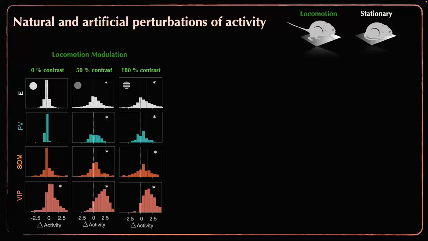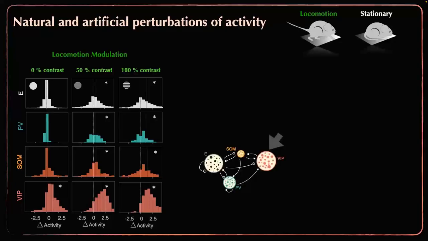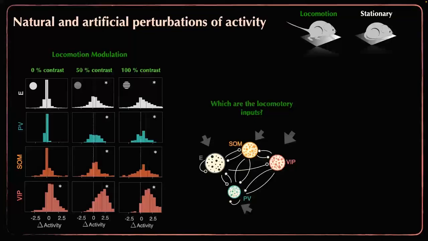There seems to be a locomotory signal that depends on contrast. And that is in a way in line with thinking that this locomotory signal comes together with the visual information and that there is some sort of nonlinear gain going on. So what I was interested in is this: this inhibition would mean that there are inputs to VIP driving this entire change in activity. So what I'm going to ask is, which are the inputs to each cell type population that I could put in such that I can recover this entire set of changes?